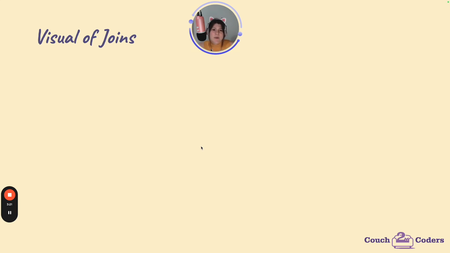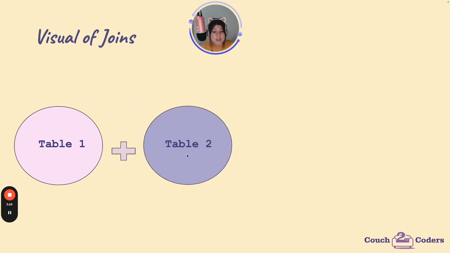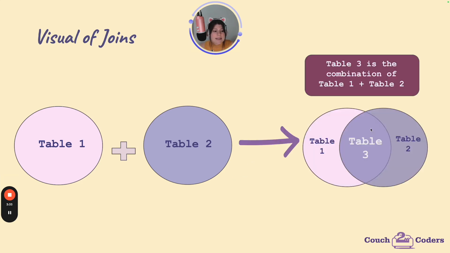Let's look at a visual of joins because I'm a very visual person. Suppose we have our table 1, and this is the pink circle, and we want to add our table 2, which is the purple circle. What we would want is table 3, and that is this portion in between. Whatever table 1 shares with table 2 is table 3.